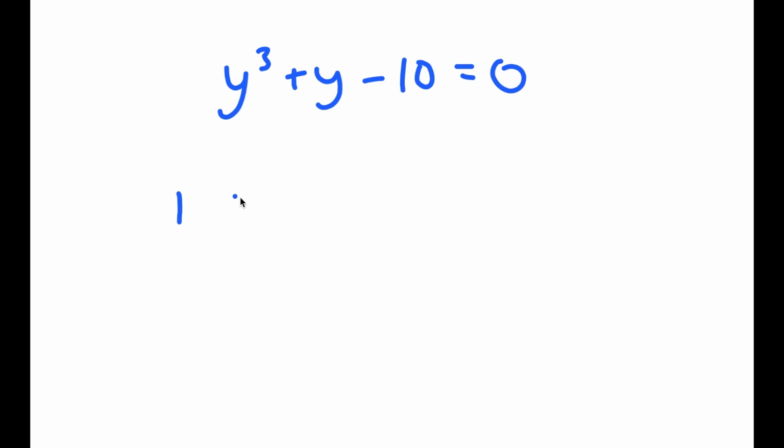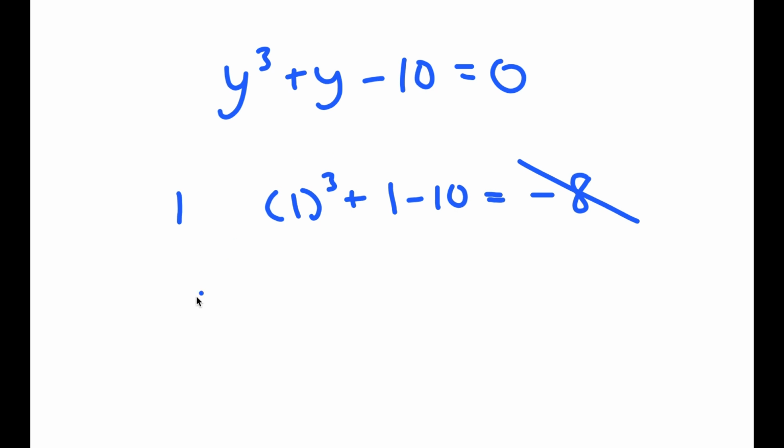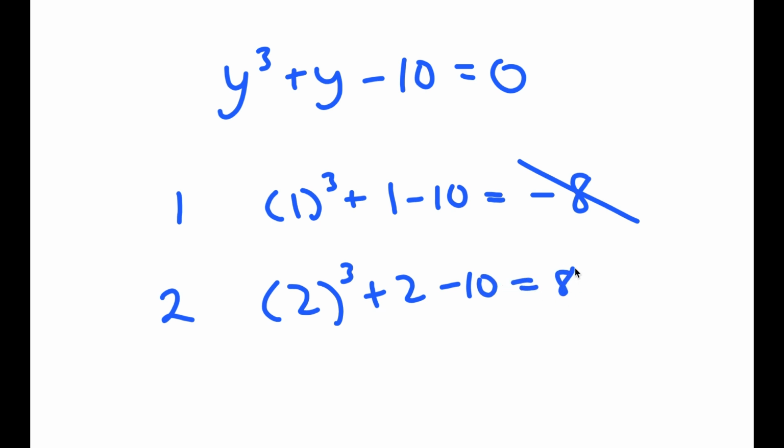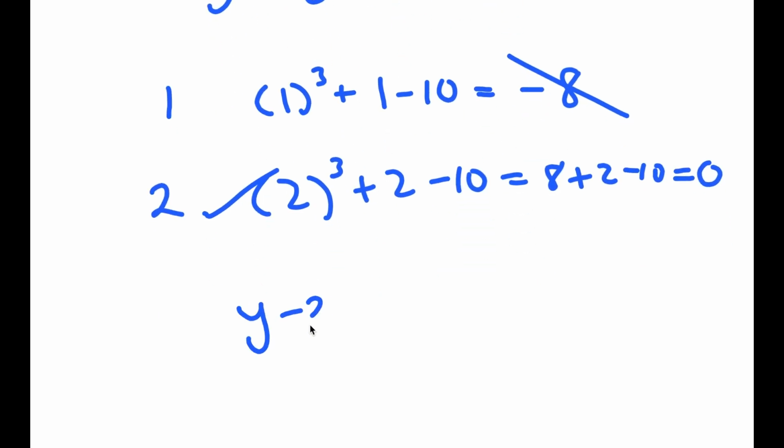So let me start by plugging in 1. If I plug in 1, I get 1 to the power of 3 plus 1 minus 10, which is equal to negative 8. So this is not it. So now let me plug in 2. If I plug in 2, I get 2 to the power of 3 plus 2 minus 10. This is equal to 8 plus 2 minus 10, which is equal to 0. So 2 works, meaning y minus 2 equals 0 is a solution.